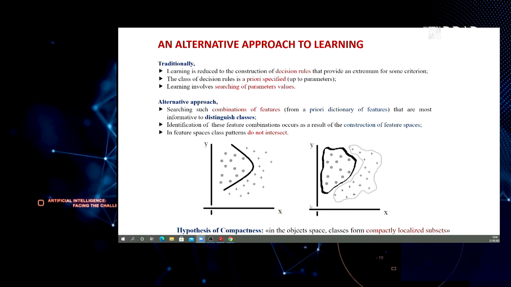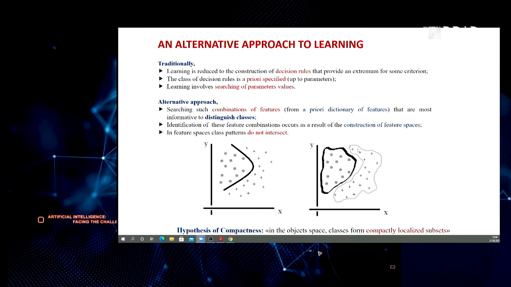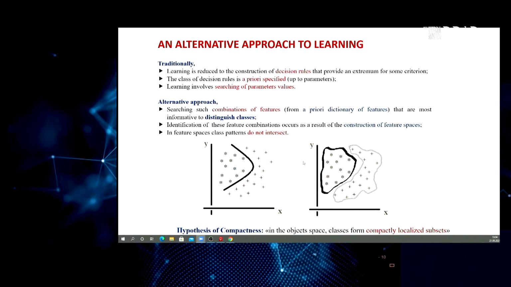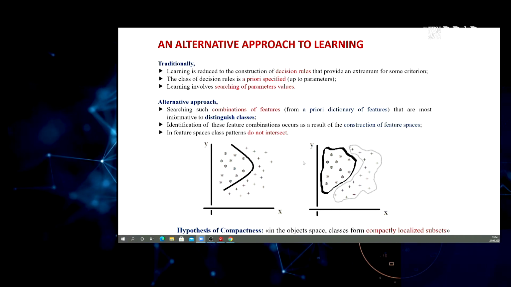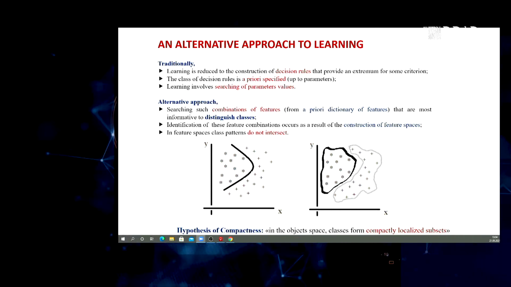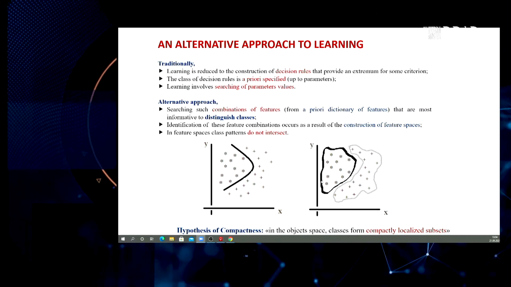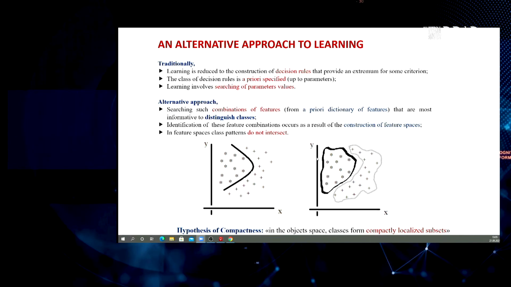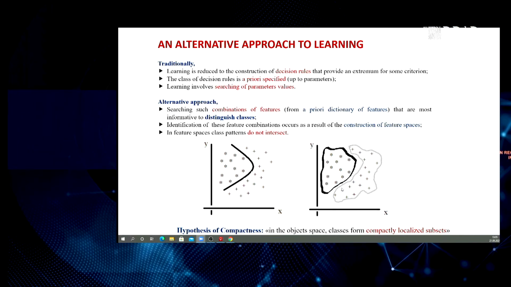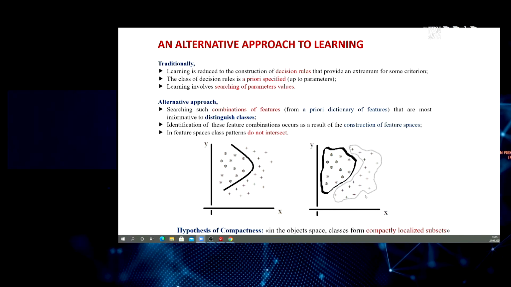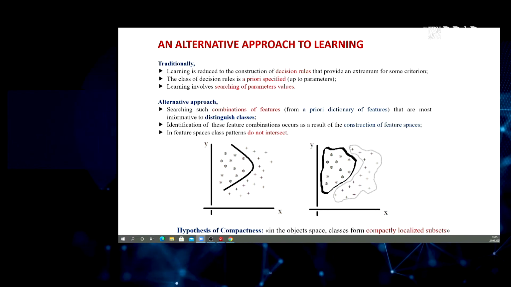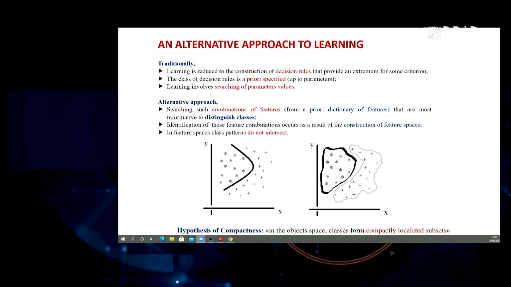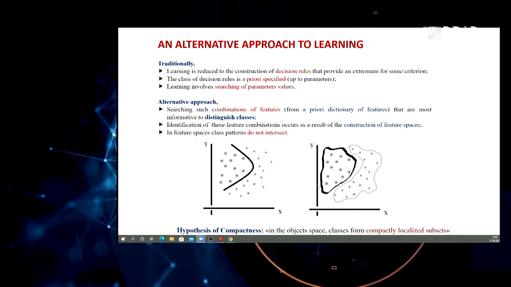In the alternative approach, we are trying to build feature subspaces that allow us to classify objects. So if, for example, there are two features, X and Y, we expect that these features will uniquely identify objects from the training set.